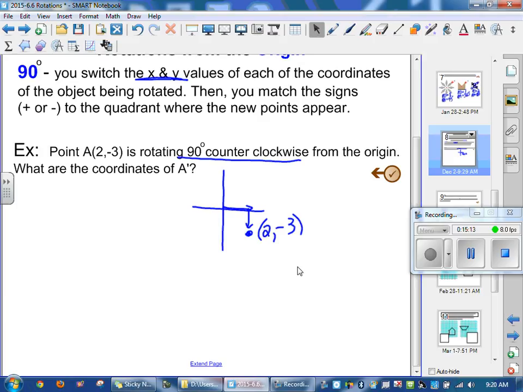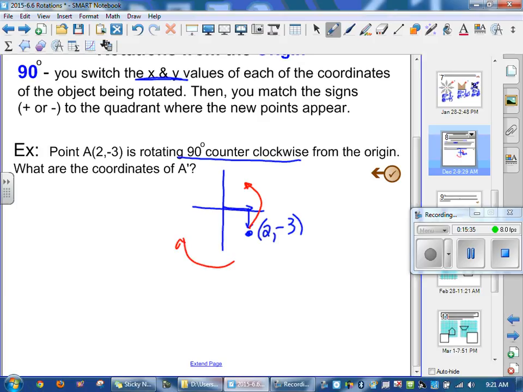So if it goes 90, then what you have to remember is it's going to end up in the next quadrant. 90 just means it moves one quadrant over. But which way does it move? Okay? So this one goes counterclockwise, so it's going to move one quadrant backwards. If it was clockwise, it would move this way. Okay? But it's not clockwise.